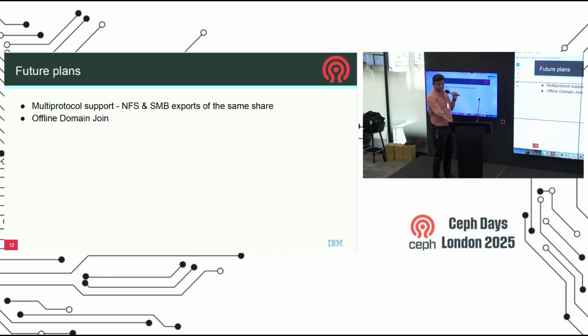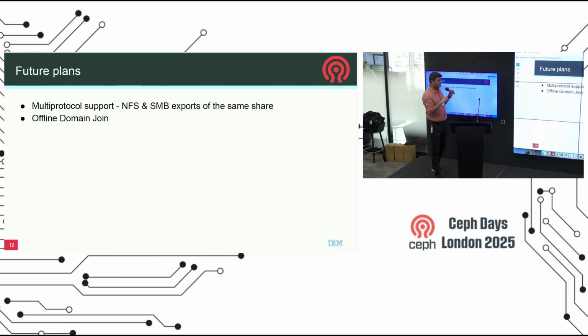A gRPC interface has been planned. We're also planning quality of service for shares, whereby we can throttle the number of IOPS going to the share. As well as offline domain join. Offline domain join is where you do not have access to the Active Directory server, in which case you can provide it with a keytab file and join the Active Directory offline.